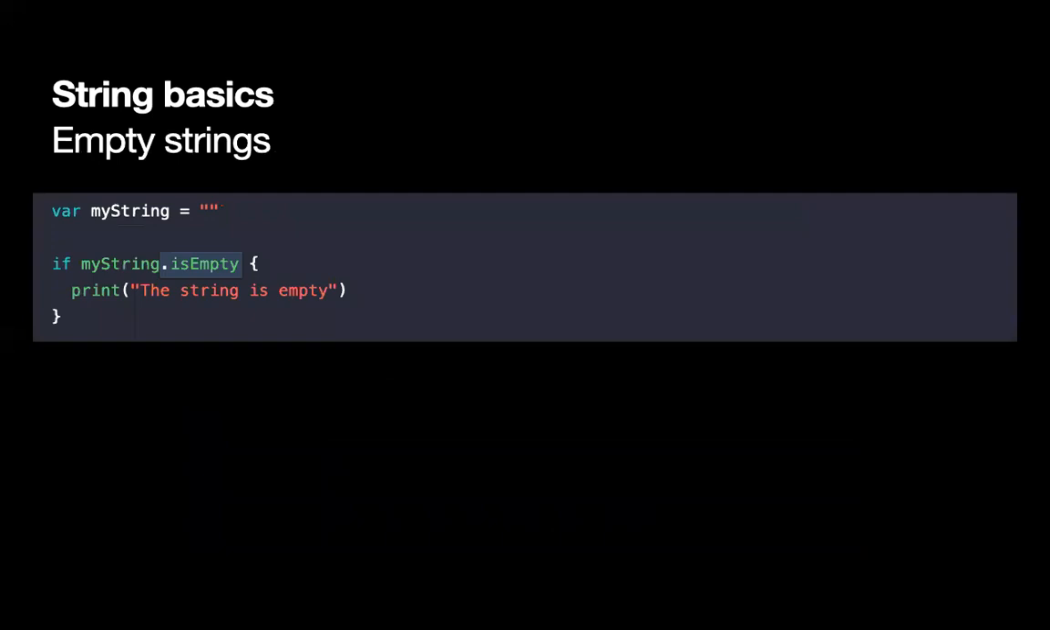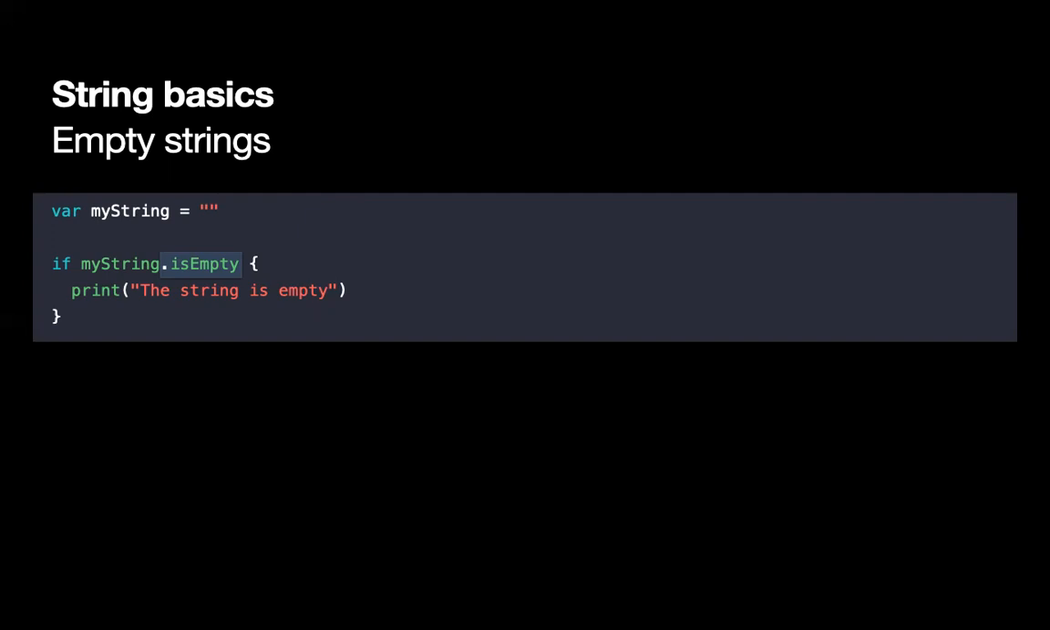Now the empty string. If the string is empty, you can define it as you can see on the slide: we have defined one variable called myString equal to double inverted commas, and inside the double inverted commas we have the empty string.